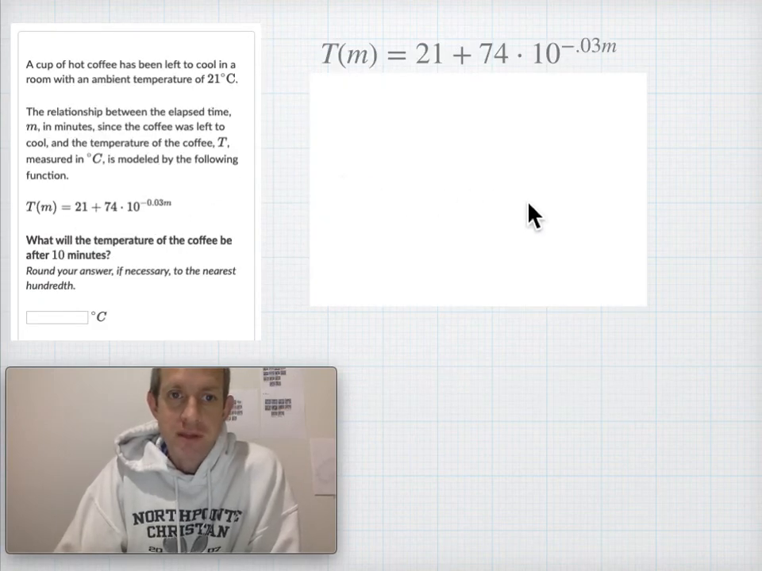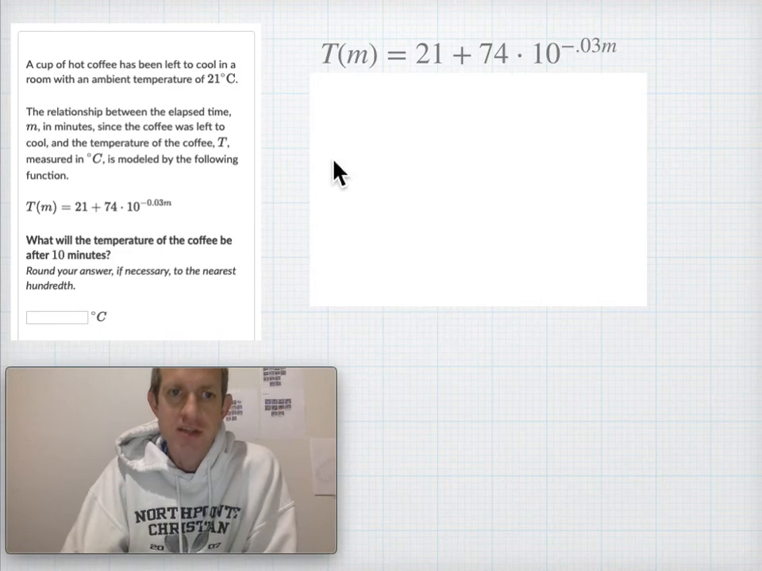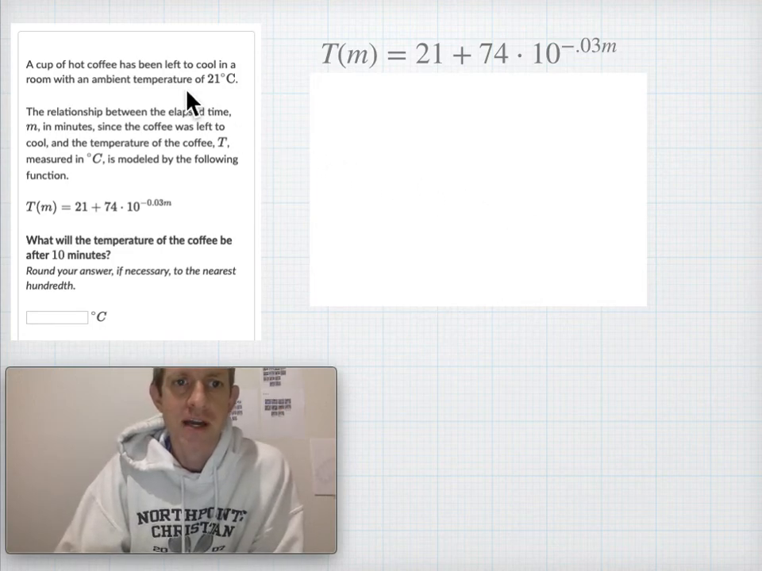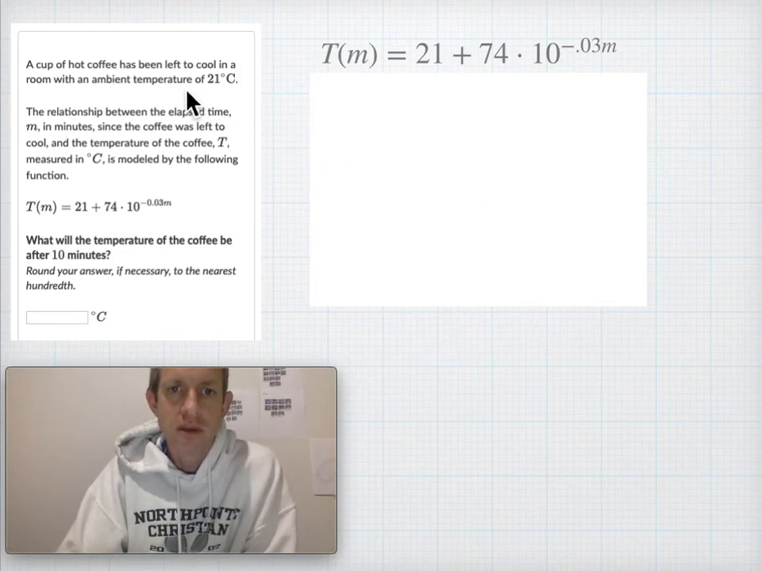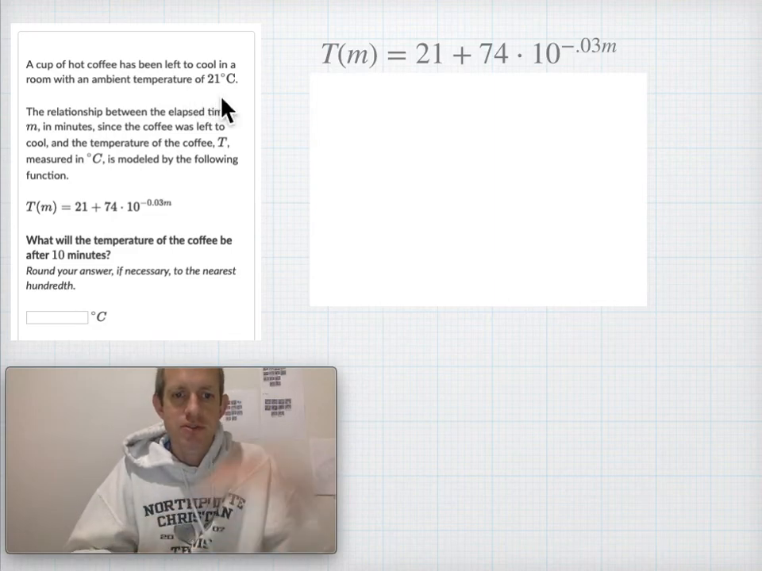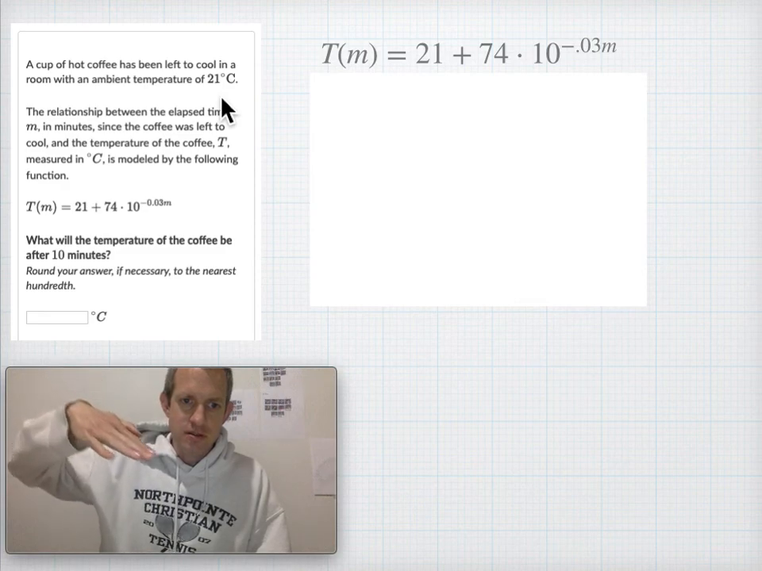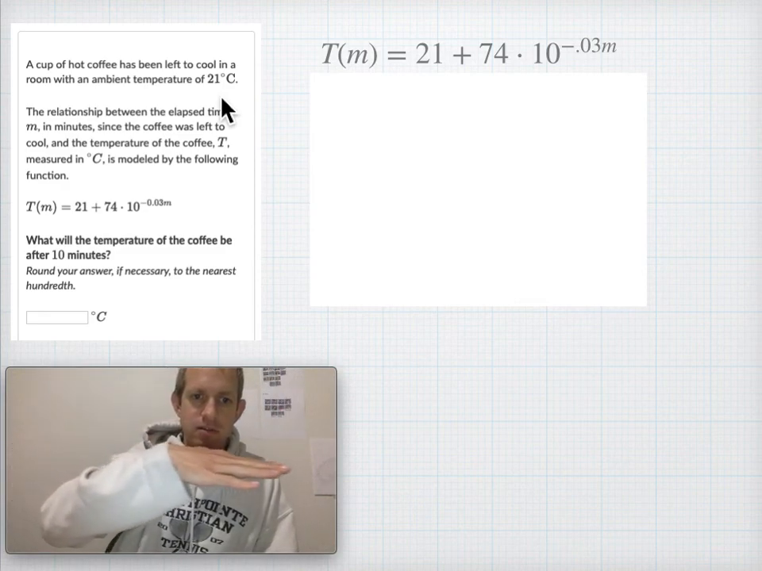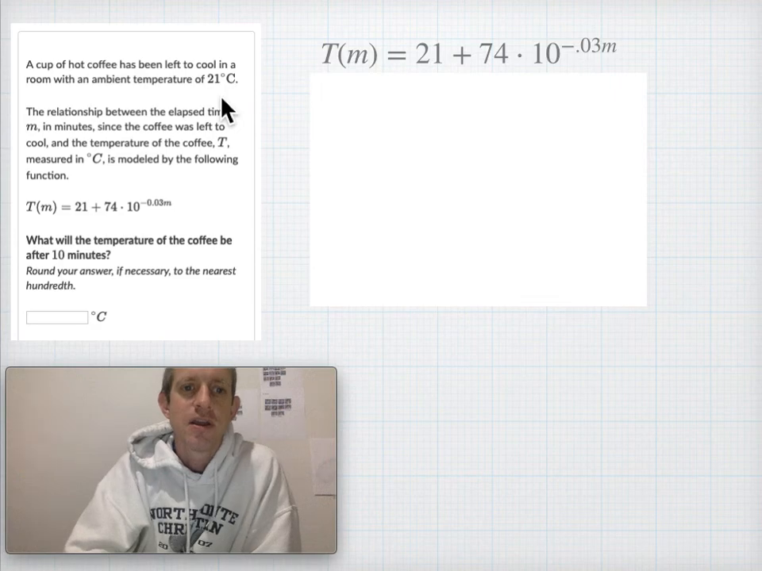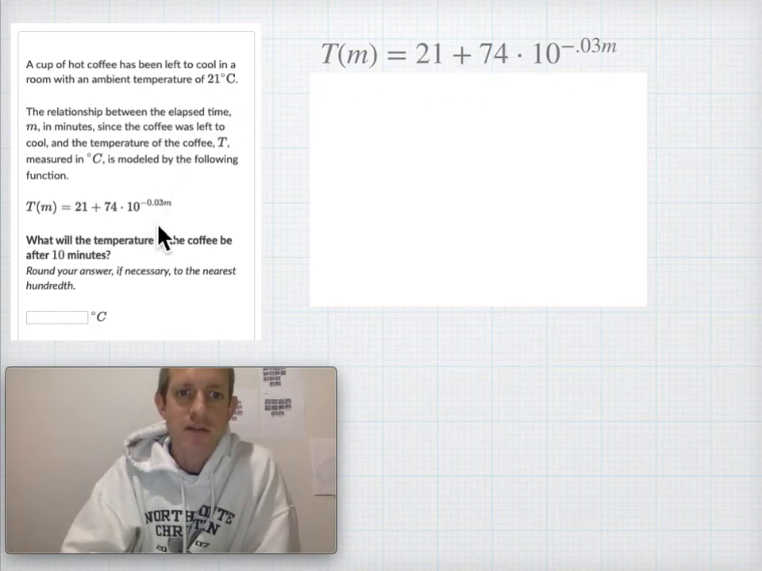All right, here's a different type of question, an application of it. A cup of hot coffee is left to cool down, and when it cools down, its temperature falls in a curve like this and eventually flattens out. And so that's modeled by this sort of equation. We'll take a look at its graph in a little bit.